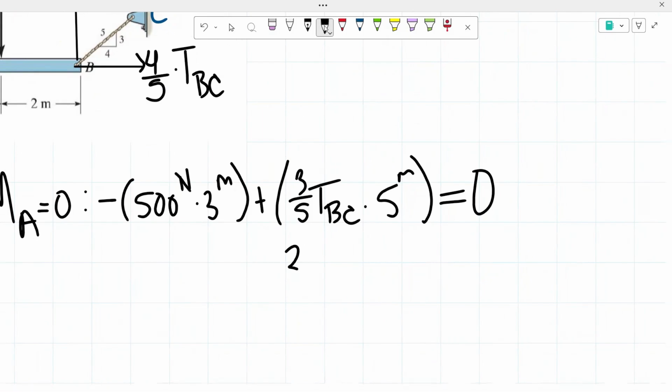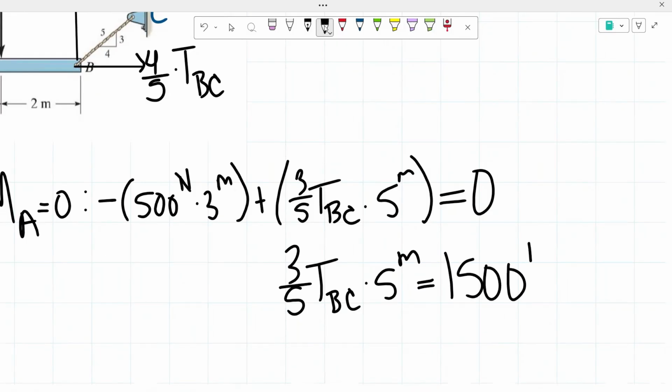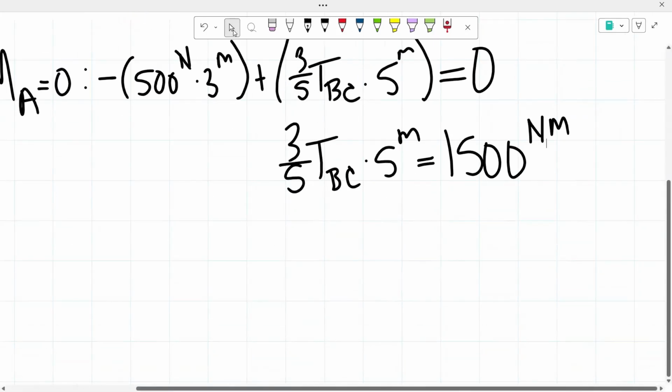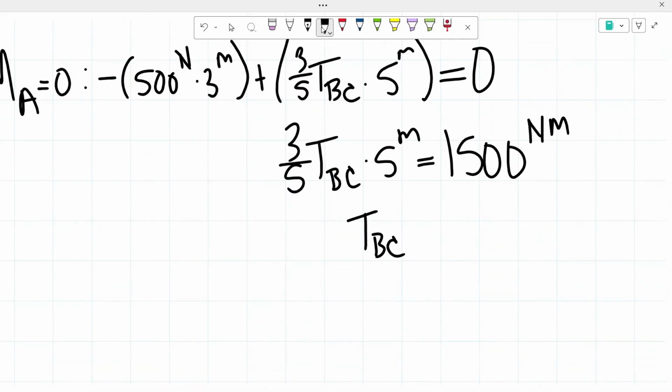So we know all that has to equal 0. From there, we get 3/5 TBC times 5 meters is equal to 1,500 Newton meters. From there, if we solve for TBC, we end up getting that TBC, the tension at point BC, is equal to 500 newtons. And then the direction, this is the direction.